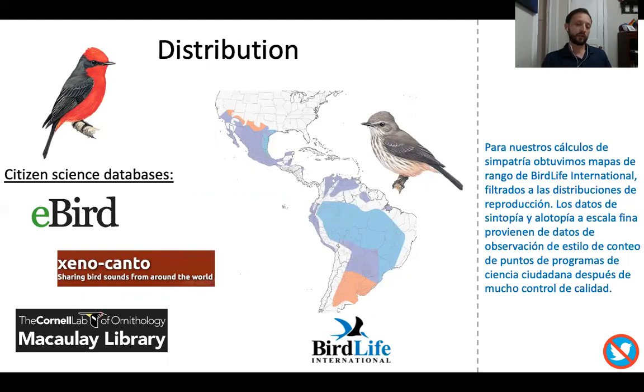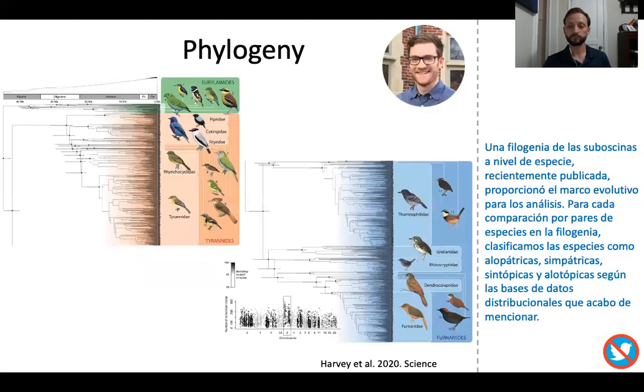For our sympatry calculations, we obtained range maps from BirdLife International, filtered to the breeding distributions only. And then the fine scale syntopy and allotopy data came from point count style observation data from citizen science programs after a lot of quality control. A recently published species level phylogeny of all the suboscines provides the evolutionary framework for the analysis. So for every pairwise comparison in the phylogeny, we categorized species as allopatric, sympatric, syntopic, or allotopic based on those distributional databases that I just mentioned.